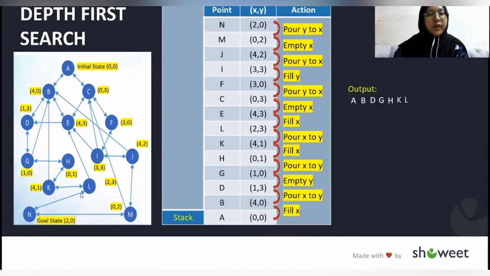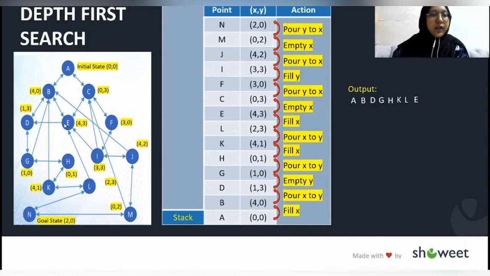Next, L. L can go to E, K, and N. So according to the alphabet order, we choose E. E, output, and stack. From the action from L to E, we fill 2 to X. So we get 4 in X and 3 in Y.